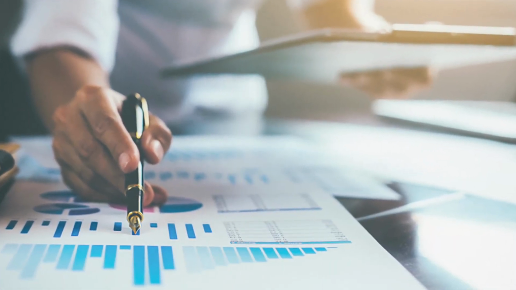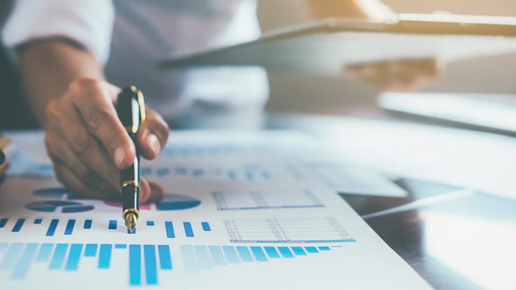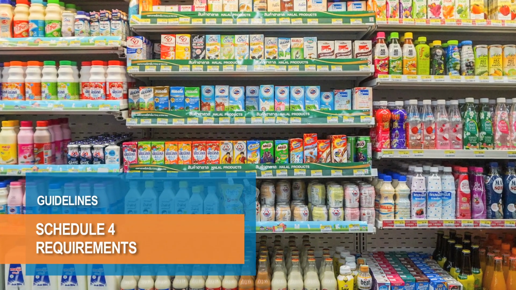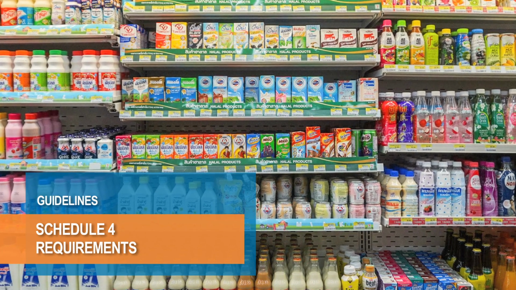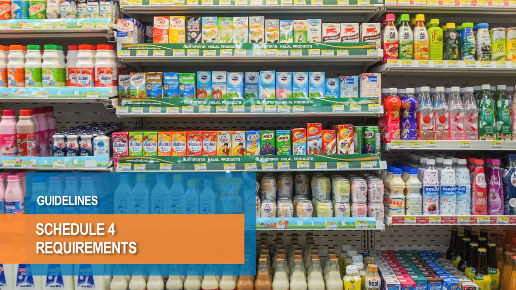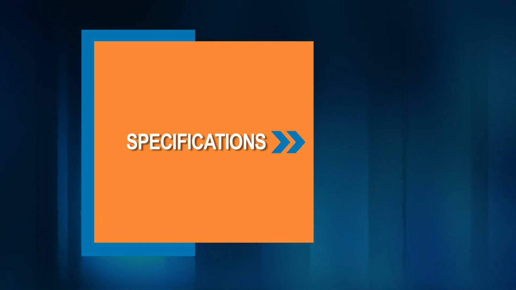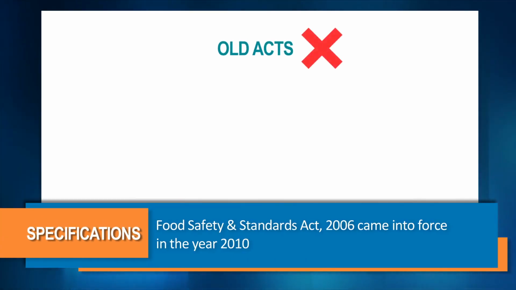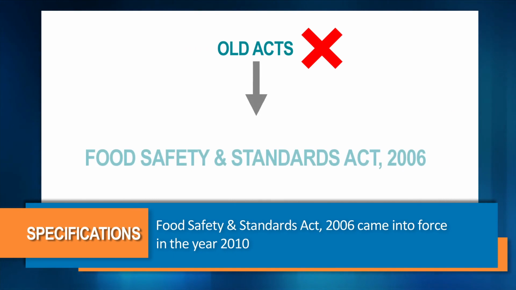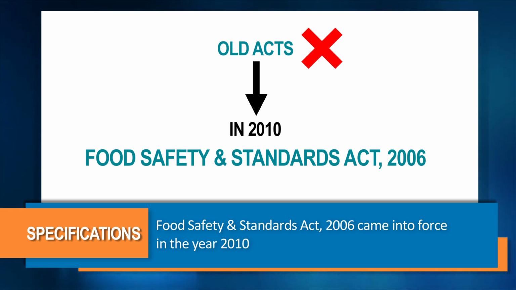In this video, we will learn about the requirements laid down under Schedule 4 to be followed by food business operators. After repealing various other acts and orders pertaining to the food industry, the Food Safety and Standards Act 2006 came into force in the year 2010.